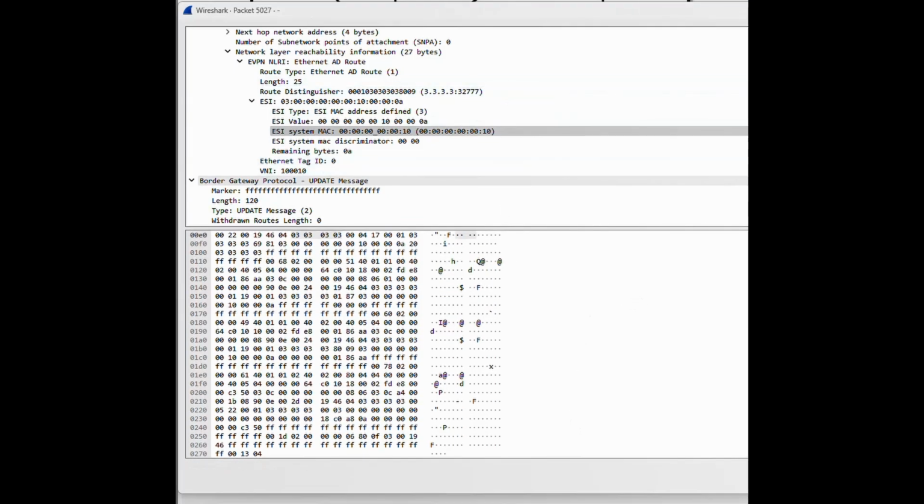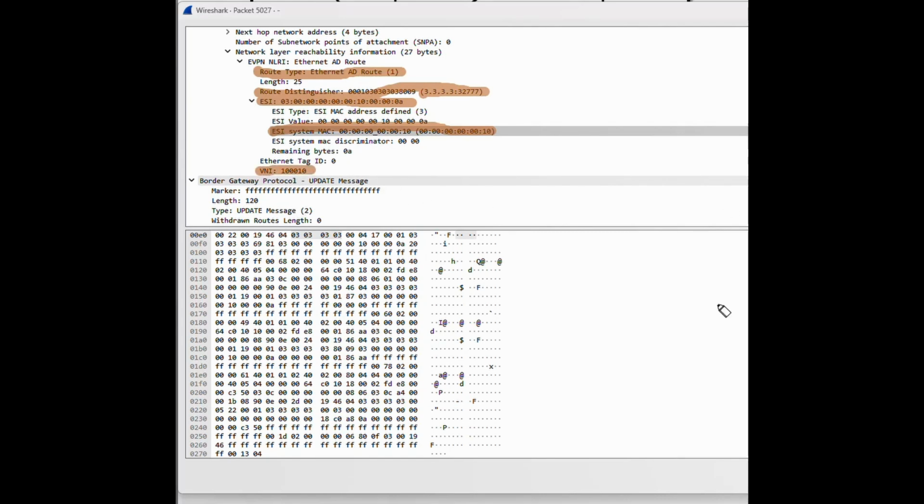So if we check this Wireshark capture, we can see that it is a route type 1 sent from the leaf switch, which in our case is PE1. So it contains the route distinguisher, the ESI value, which we configured manually on the port channel towards the VLAN 10 client 1 or the endpoint. So it's a 10 byte non-zero value. If it were a value which contains all zeros, it would have meant that it's a single home device. And it also contains the BGP extended community, which is VNI in our case.